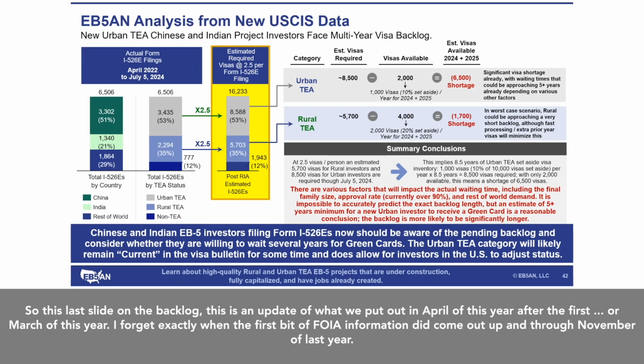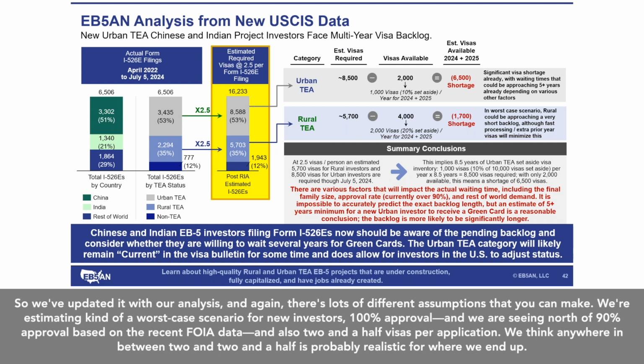So this last slide on the backlog is an update of what we put out in March or April of this year, after the first bit of FOIA information came out, up through November of last year. So we've updated it with our analysis. Again, there are lots of different assumptions you can make. We're estimating a kind of worst-case scenario: 100% approval for new investors, though we are seeing north of 90% approval based on the recent FOIA data, and also 2.5 visas per application. We think anywhere between 2 and 2.5 is probably realistic for where we end up.